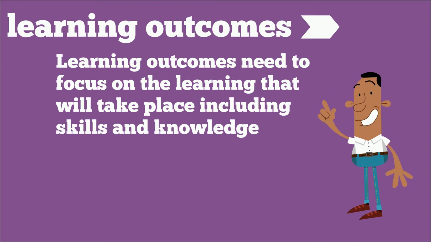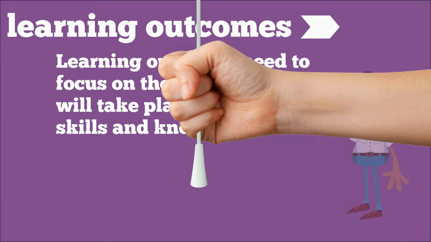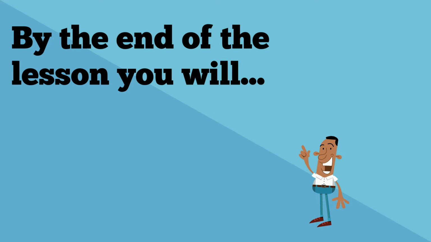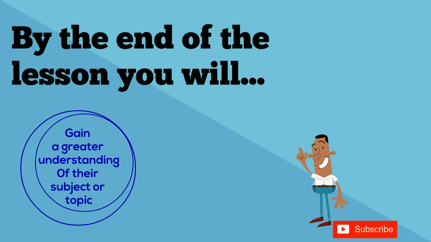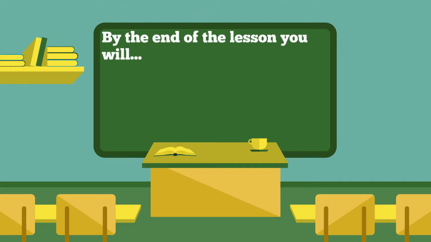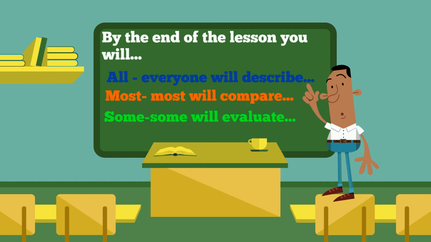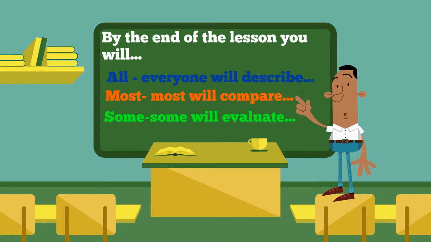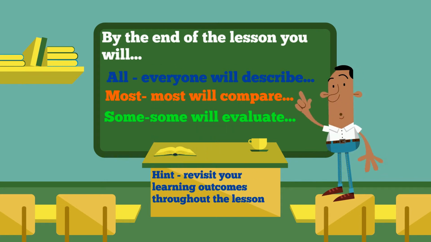We need to make sure that learning outcomes do not just focus on the activities that will take place, but will also focus on what will be gained by the end of the lesson, what students will actually gain by the end of the lesson. You should categorize your learning outcomes in 3 areas, which support differentiation. Outcomes for everyone, outcomes for most, and outcomes for some. Learning outcomes are not just reserved for the beginning of the lesson. Learning outcomes can be revisited throughout the lesson.